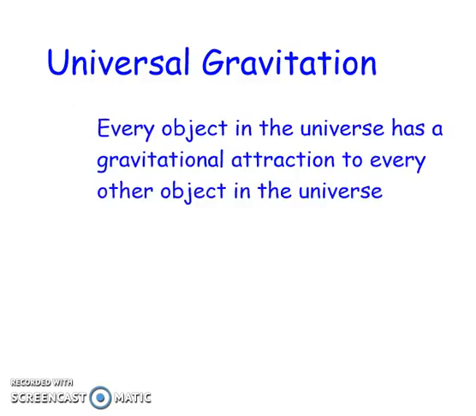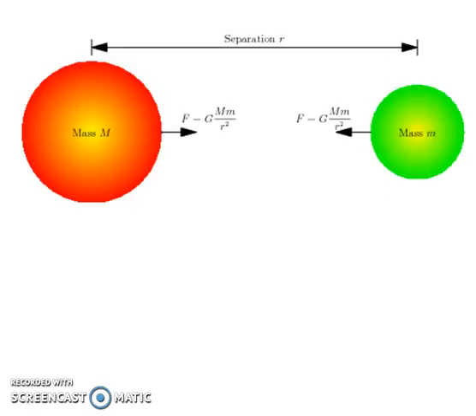Every object in the universe has a gravitational attraction to every other object in the universe. But because of the strength, we don't necessarily feel the gravitational attraction between us and the person sitting next to us. That's because the force of gravity depends not just on the distance between the objects, but also on their masses.